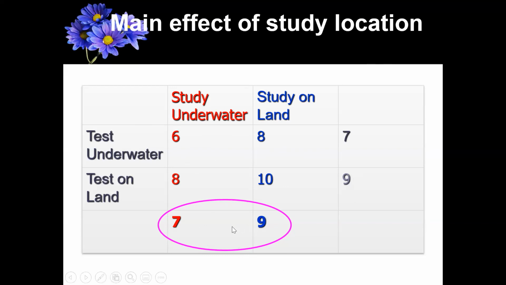Yeah, it seems to be an effect. I mean, we don't know without knowing the standard deviations and so on, but just numerically, yes. Taking the means of these conditions, 9 is higher than 7. So that would suggest studying on land, ignoring where the test went, because we're combining those two conditions and taking the mean, is better, meaning you recall more words than if you study underwater.